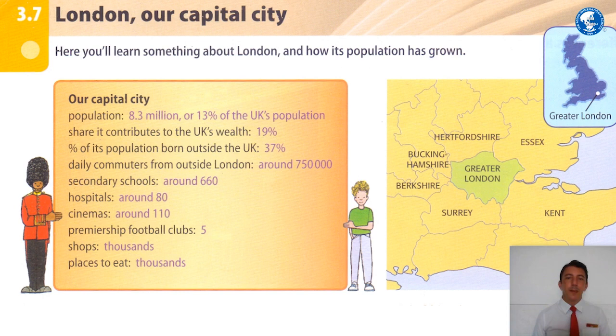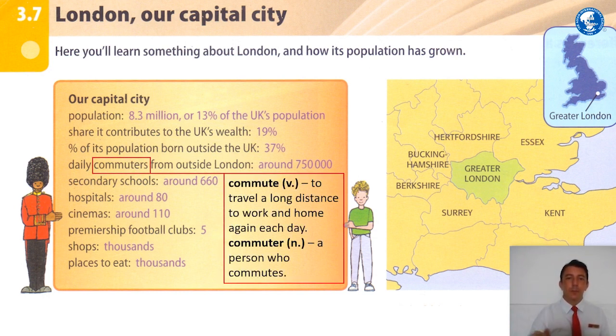Every day, 750,000 commuters travel into London from other places to work. The word commuters comes from the word commute. Commute means to travel a long distance to work and to travel back home again each day. A commuter is a person who makes this journey. London has around 660 secondary schools, 80 hospitals, 110 cinemas, 5 Premiership football clubs, and thousands of restaurants and shops.